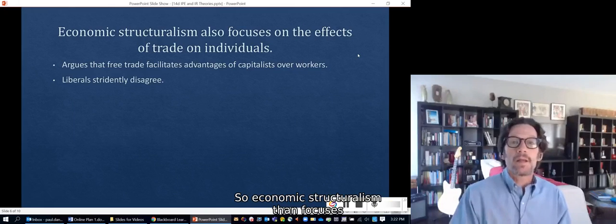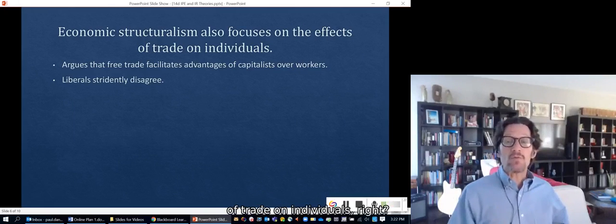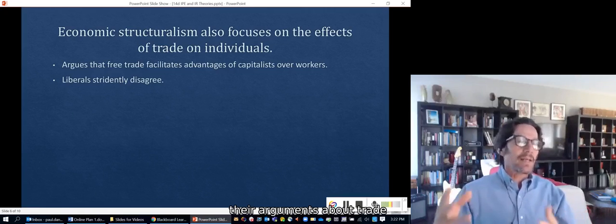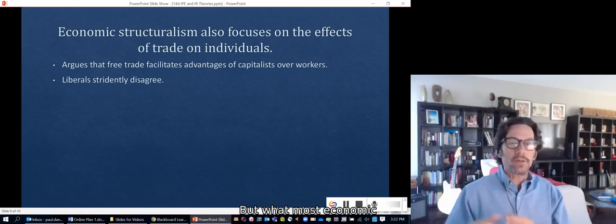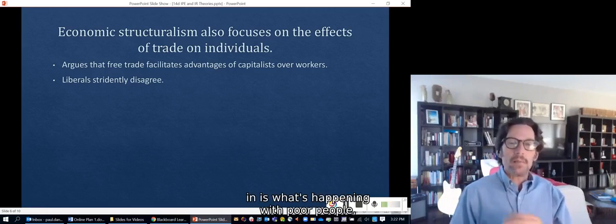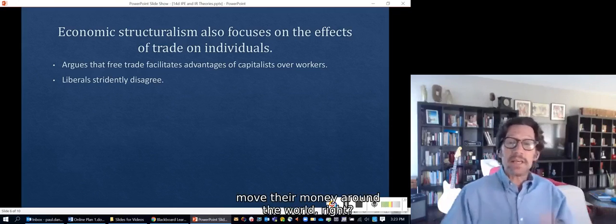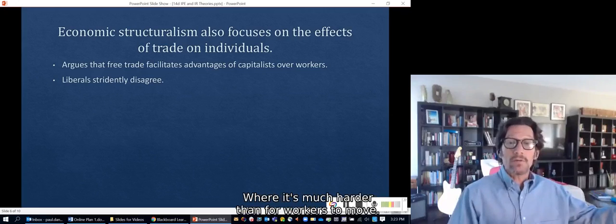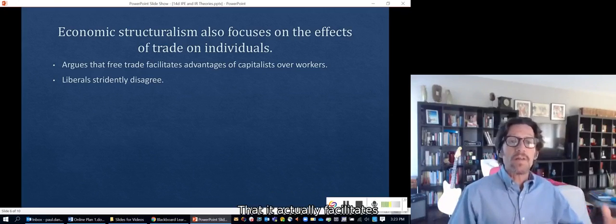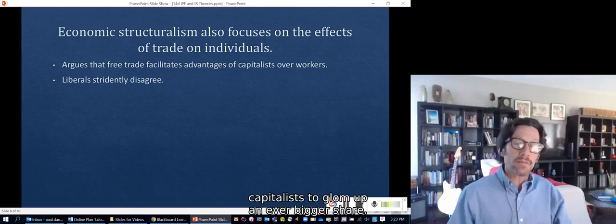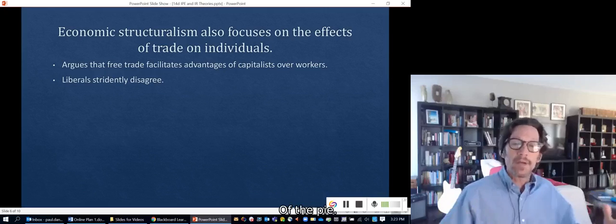So economic structuralism focuses more on the effects of trade on individuals. When economic structuralists talk about state versus state, their arguments about trade sound very similar to those of realism. But what most economic structuralists are really interested in is what's happening with poor people relative to rich people. The argument is that free trade, because capitalists can easily move their money around the world, where it's much harder for workers to move, actually facilitates the advantages of capitalists over workers, and that markets make it possible for capitalists to glom up an ever bigger share of the pie.